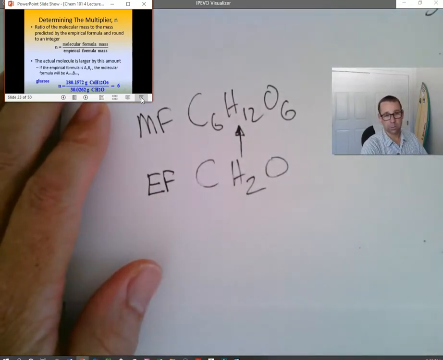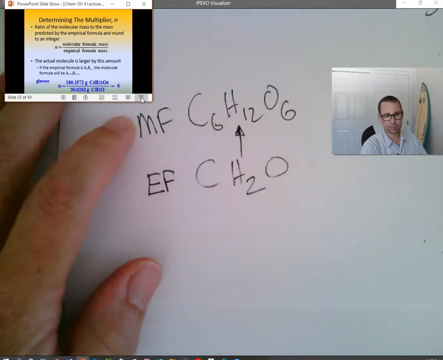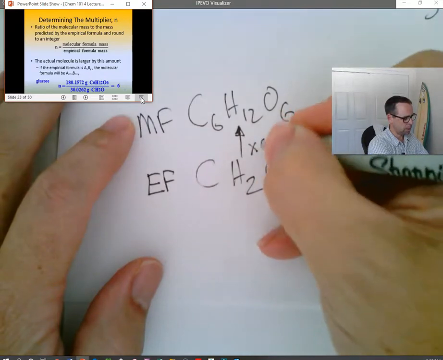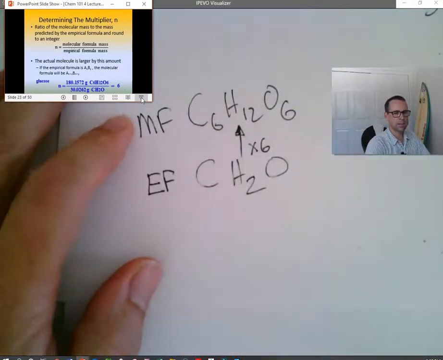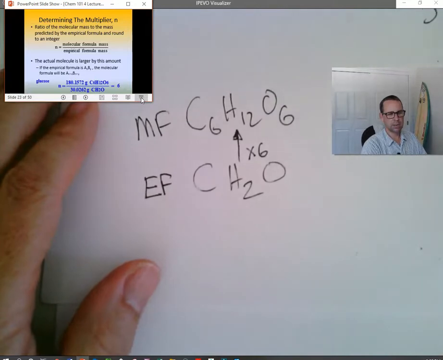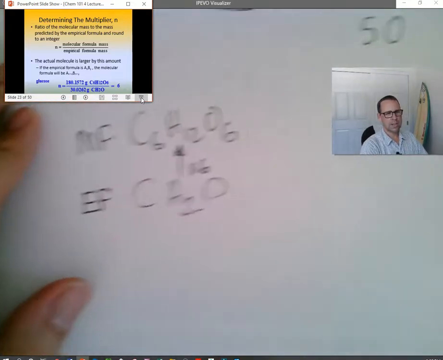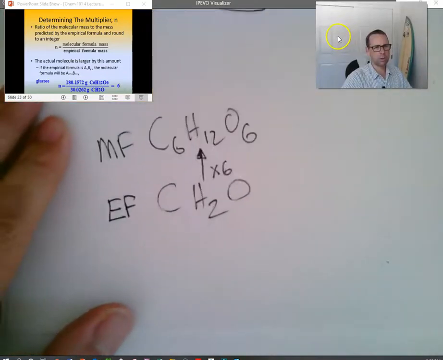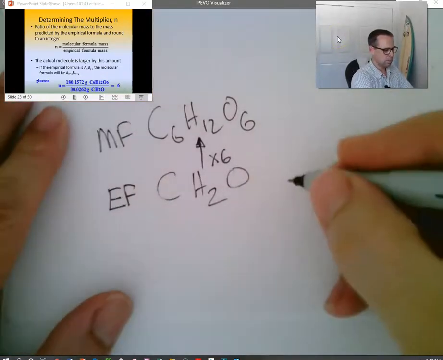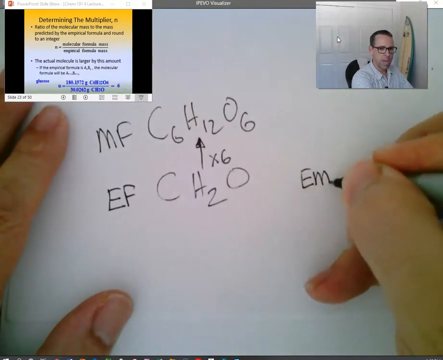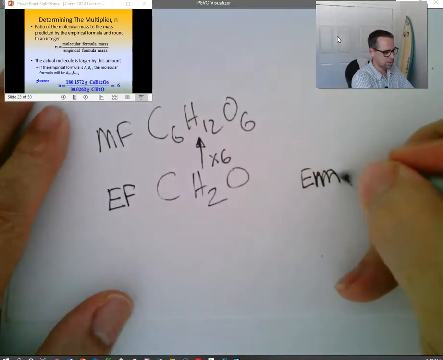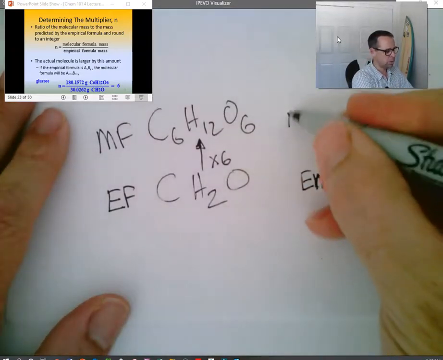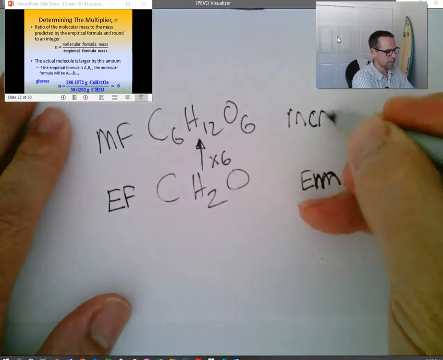And what is it for the empirical formula of glucose? It would be 6. That's right. If we multiply the bottom here by 6, then we get the molecular formula. And that same number can relate what we call the empirical mass, the empirical mass of the compound to the molecular mass of the compound.